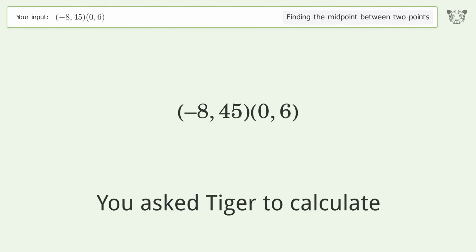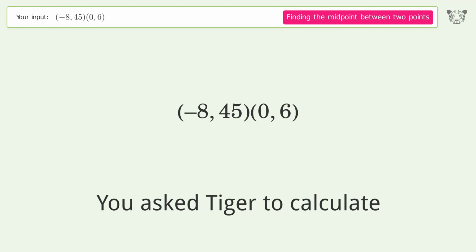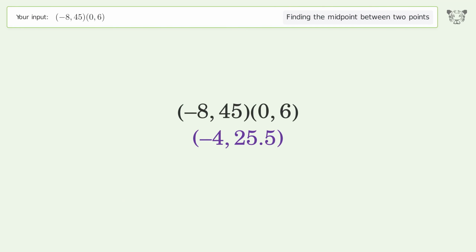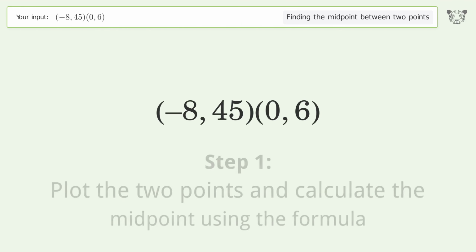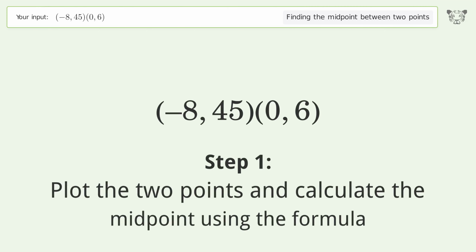You ask Tiger to calculate. This deals with finding the midpoint between 2 points. The midpoint between the 2 points is -4, 25.5. Let's solve it step by step. Plot the 2 points and calculate the midpoint using the formula.